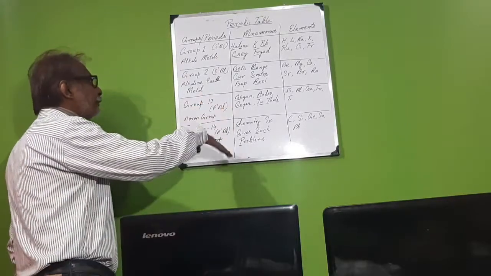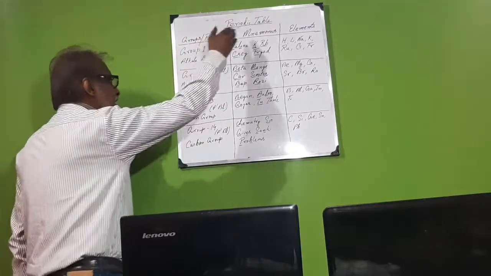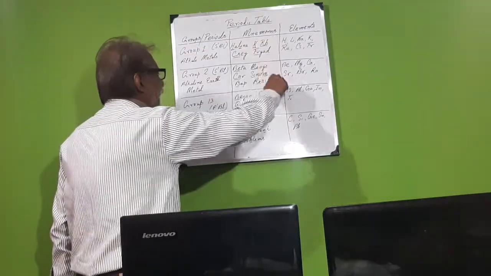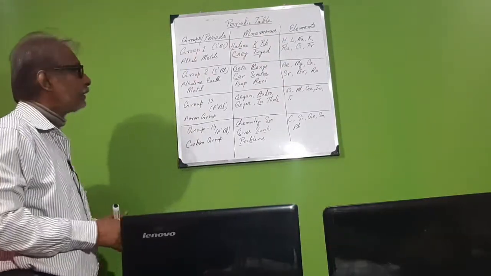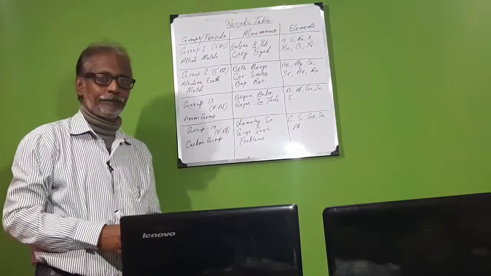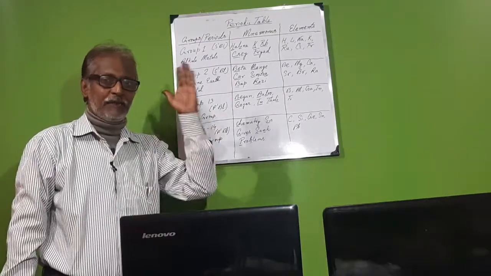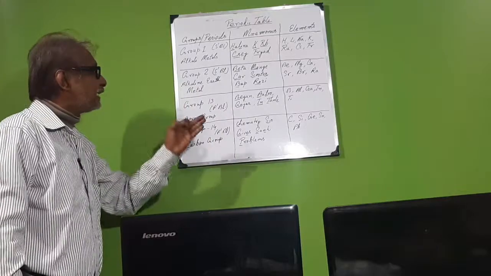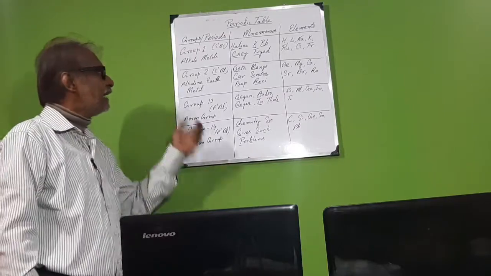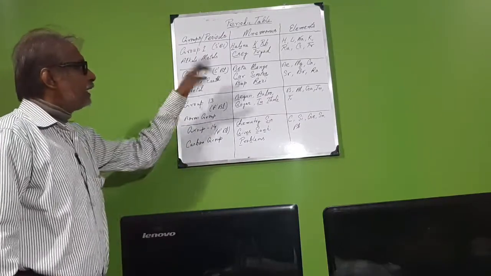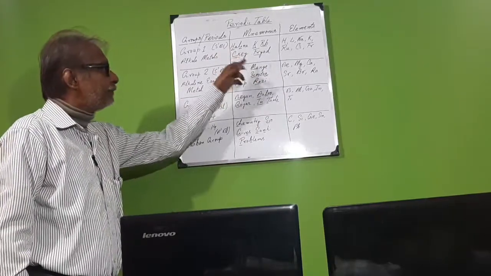Look at the whiteboard. There are 3 columns up there: the first is groups and periods, the second is mnemonics, and the third is elements. The first one is group 1, the S block. On the extreme left corner of the periodic table is group 1, the S block, known as the alkali metals. The mnemonic: Halina ke rab kaise faryad.